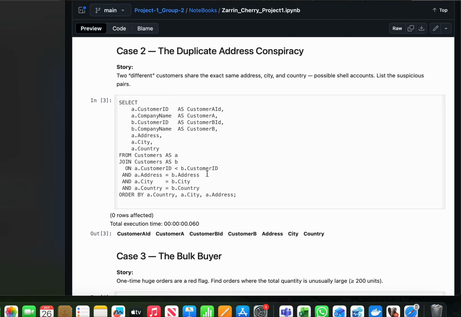When I executed it, I got 0 results again. So no suspicious duplicate addresses were found. That's actually good news because it means the customer data was consistent and didn't contain any accidental or fraudulent duplicates. And this query helped me understand how self-joins are useful when you need to compare rows within the same table.